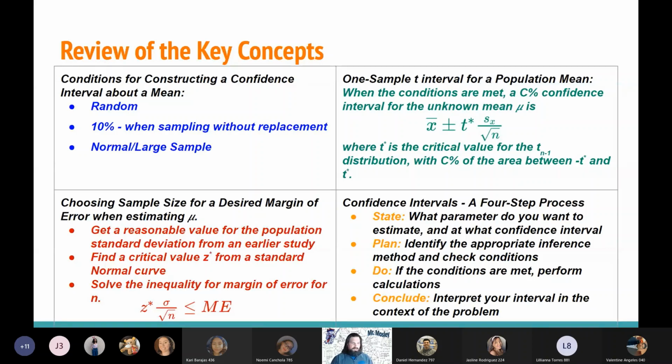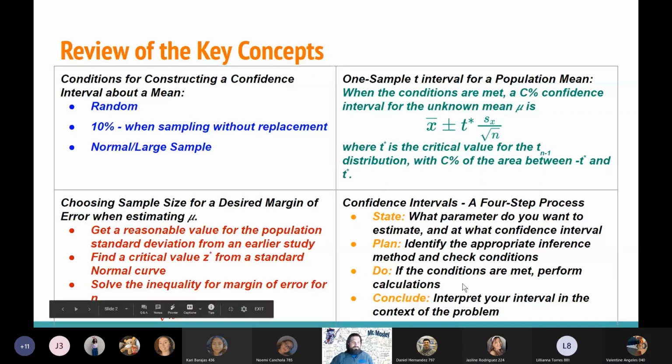Plan: identify the appropriate inference method and check conditions. In that case, you're going to say, if conditions are met, we will use the one sample t interval for estimating mu, or estimating p if it's a proportion. And then you check your conditions, these three things over here.